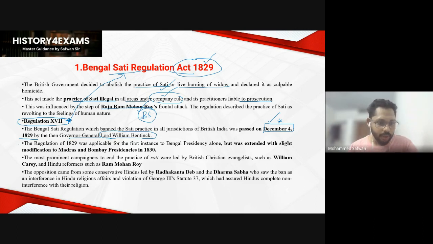And another point, when it was passed in 1829, it was just applicable in Bengal Presidency alone. But later it was extended to Madras and Bombay presidencies by 1830. Just to note that point also.